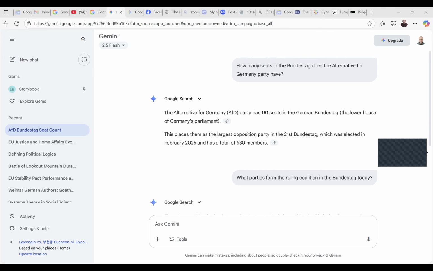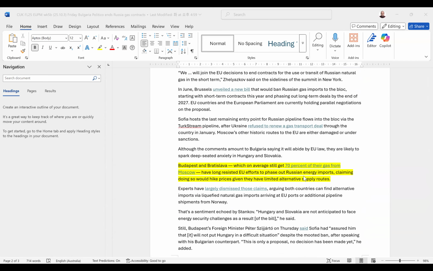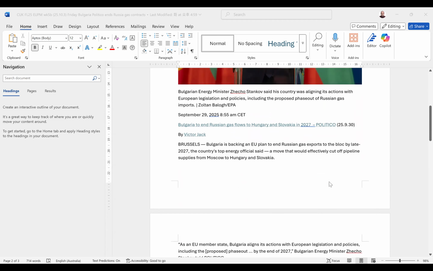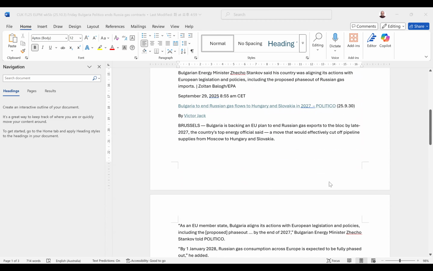So again, this was decided a few days ago. It says here that currently Budapest, Hungary, and Bratislava, Slovakia still on average get 70% of their natural gas from Moscow. And they have long resisted European Union efforts to phase out Russian energy imports, claiming doing so would hike prices given they have limited alternative supply. So Bulgaria has announced they're not going to allow Russian gas to transit through pipelines on Bulgarian territory.